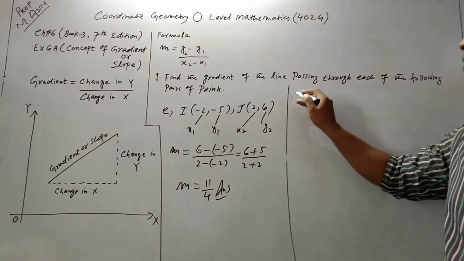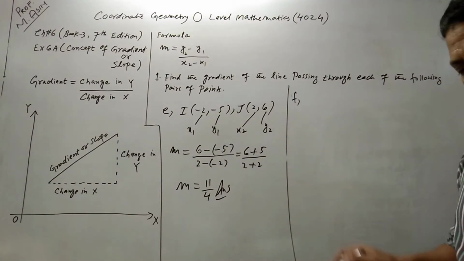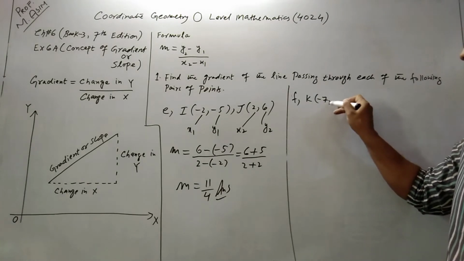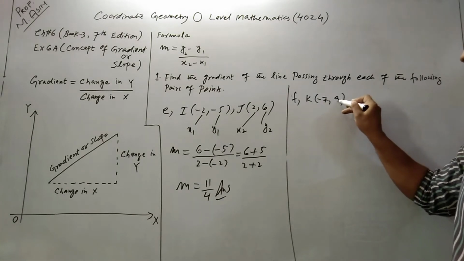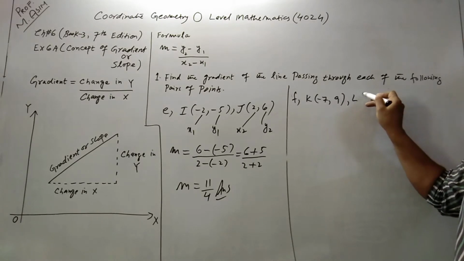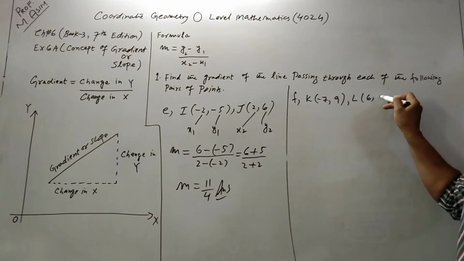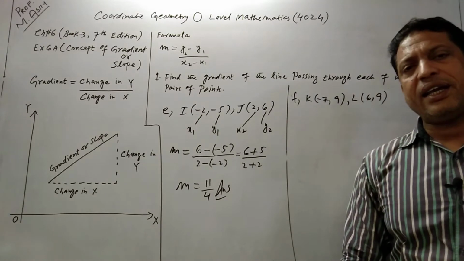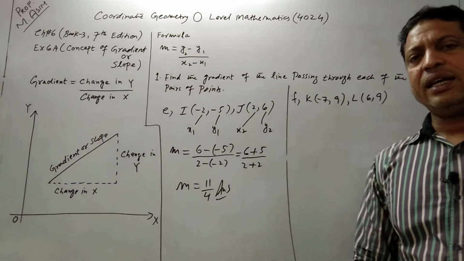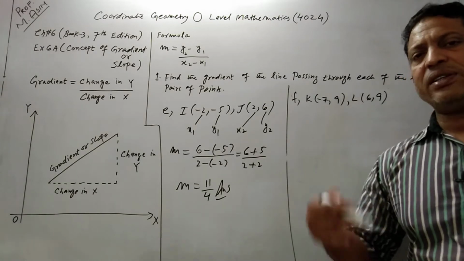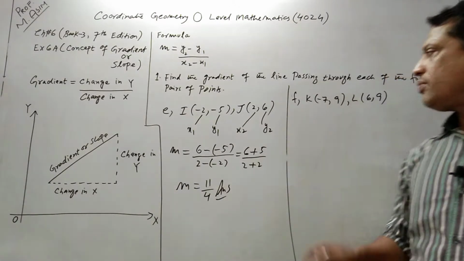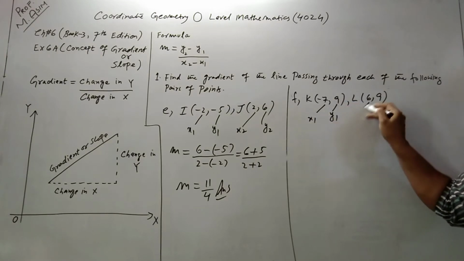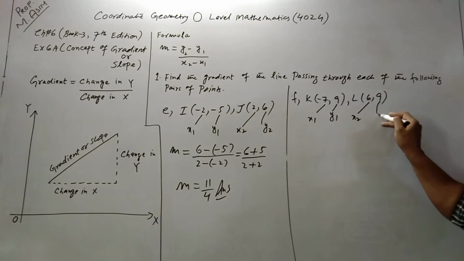See the last part of question number 1. K (minus 7, 9), L (6, 9). Again you have to find the gradient. First you have to assign the values of x1, y1, x2, y2. This is your x1, this is your y1, this is your x2, this is your y2.